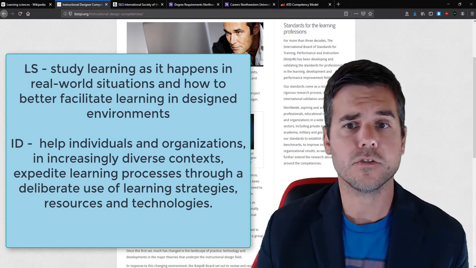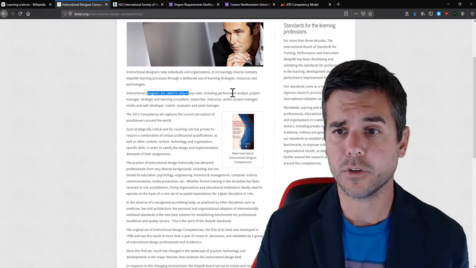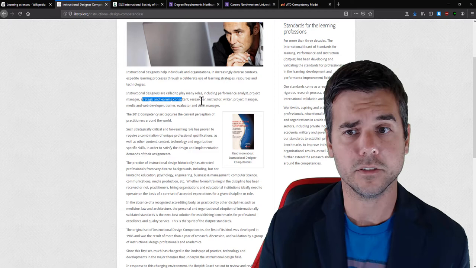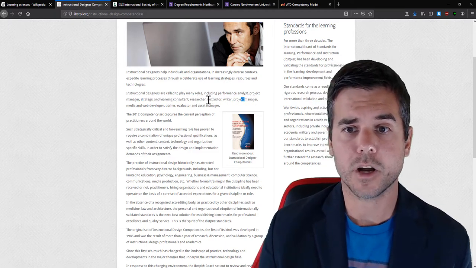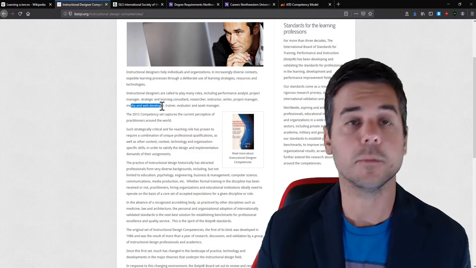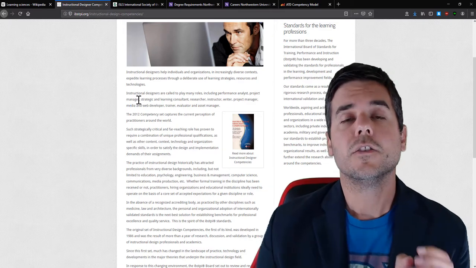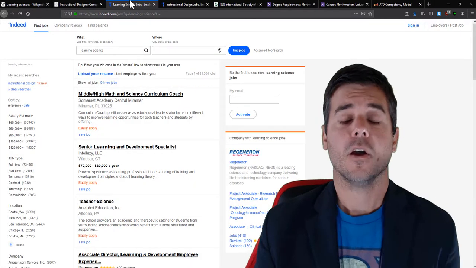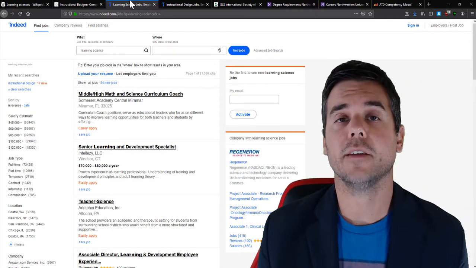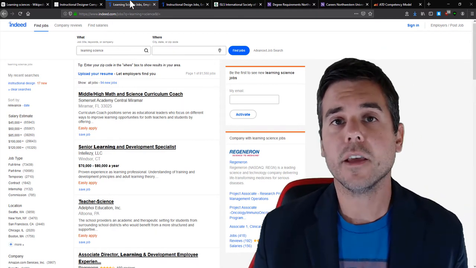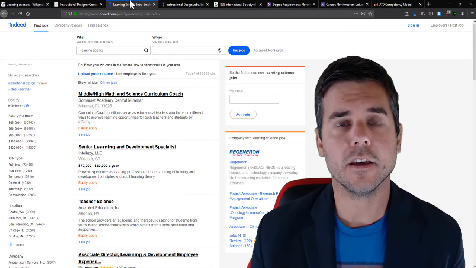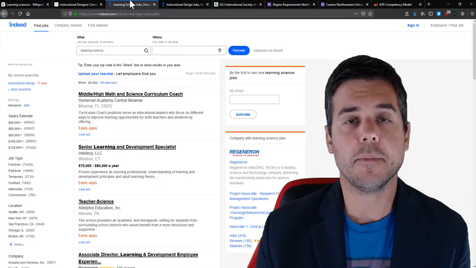This goes on to say instructional designers are called to play many roles, including performance analyst, project manager, strategic and learning consultant, researcher, instructor, writer, media and web developer, et cetera. So I'm reading these two definitions and I can't seem to see a difference. So I said, okay, I'm not getting a feel for what this difference is. Maybe I just don't understand it enough.